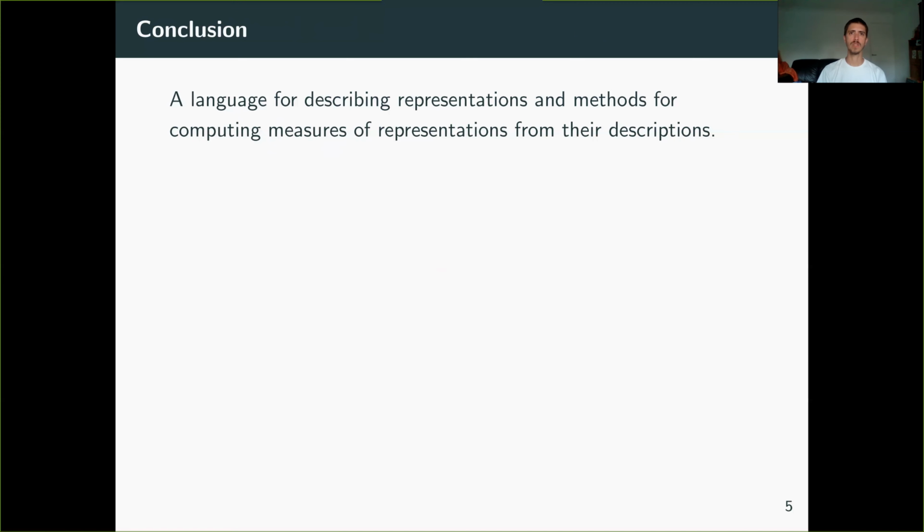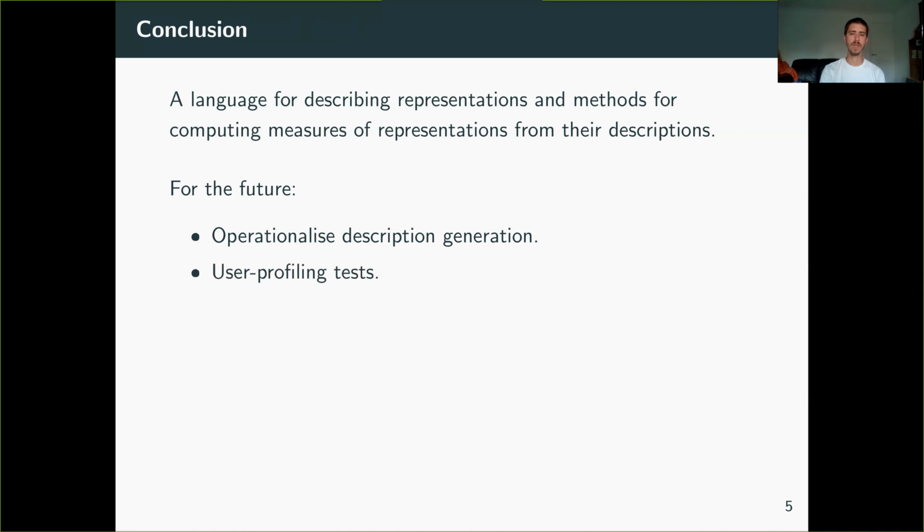And in future, we will try to operationalize the process by creating a description given an arbitrary representation, either for human analysts to be able to use our framework or to actually automate the generation of descriptions. And moreover, we are developing user profiling tests to feed into our cognitive costs calculations and empirical studies to test how our results compare to expert representation selection.